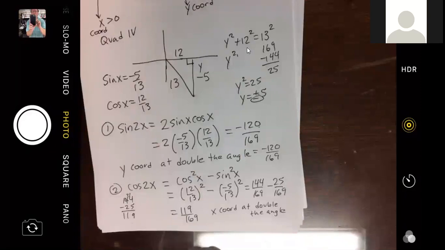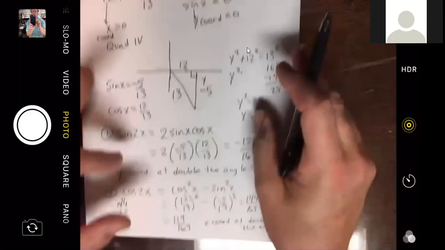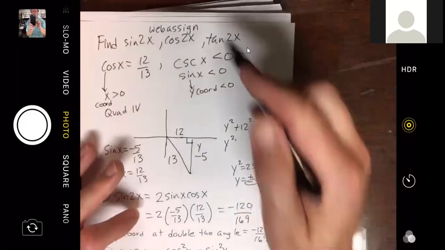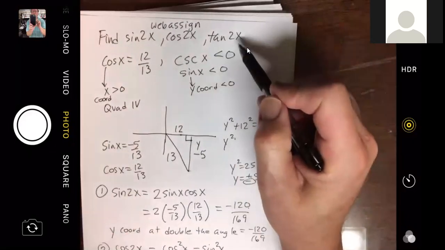Okay. Are you ready for the tangent of 2x? Now, you really have a couple choices. There is a straight formula for tangent of 2x. We could use that. I'll write it down.